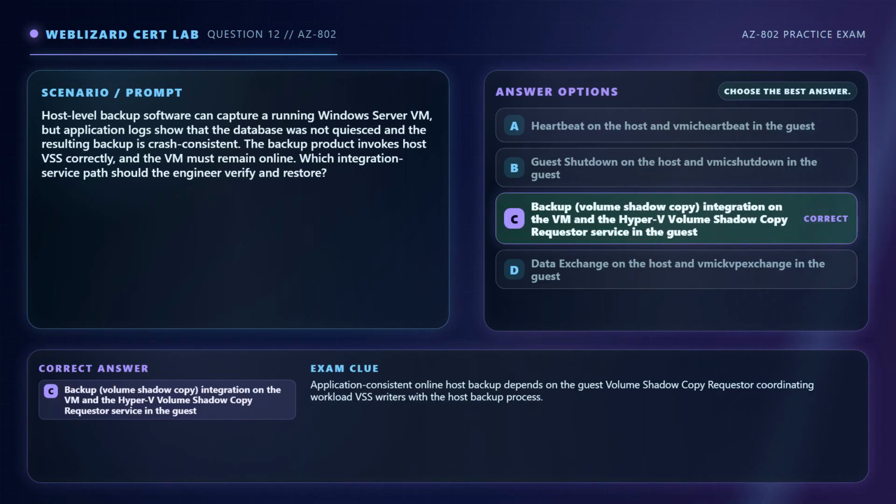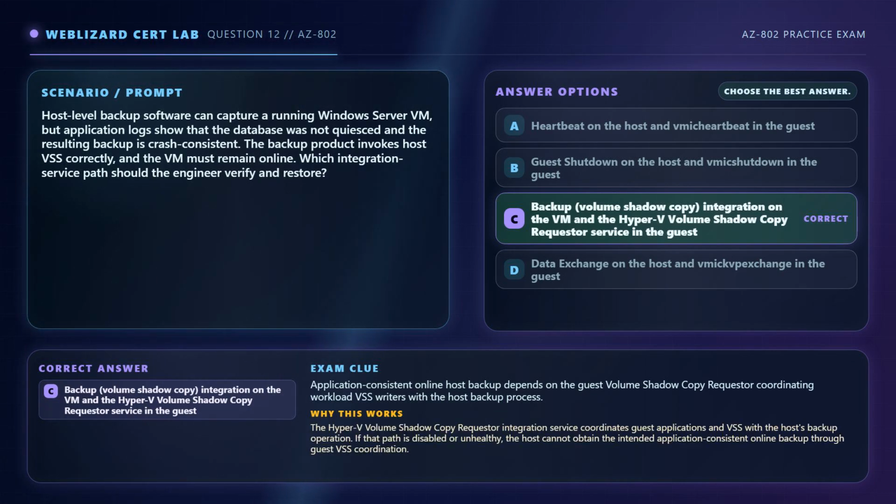The correct answer is C, backup volume shadow copy integration on the VM and the Hyper-V volume shadow copy requester service in the guest. The Hyper-V volume shadow copy requester integration service coordinates guest applications and VSS with the host's backup operation. If that path is disabled or unhealthy, the host cannot obtain the intended application-consistent online backup through guest VSS coordination. Application-consistent online host backup depends on the guest volume shadow copy requester coordinating workload VSS writers with the host backup process.